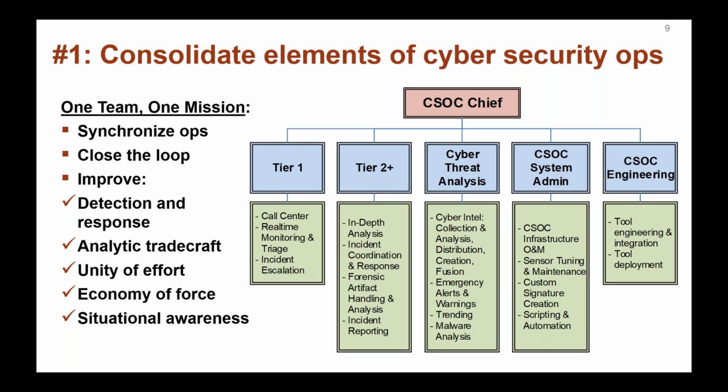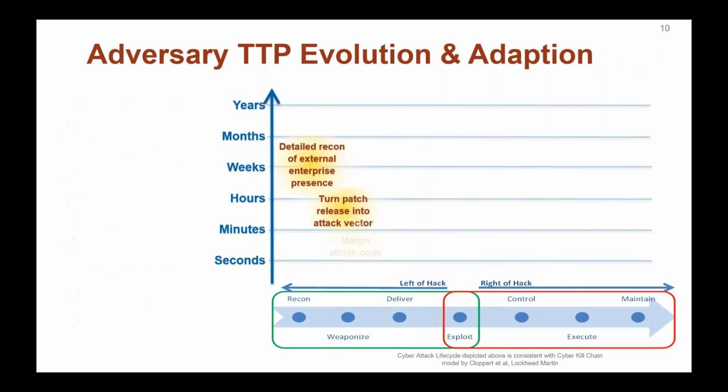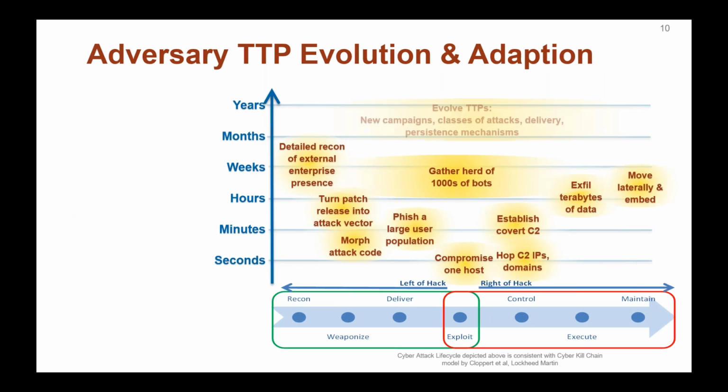The most important reason why we do this is this. When we take the adversary's TTPs, tactics, techniques, and procedures, and lay them across the cyber attack lifecycle or cyber kill chain, depending on what you like to call it, what the adversary does, but perhaps more importantly, the manner in which they do it and their adaptation in the way they do things can be measured in anything from seconds to years.